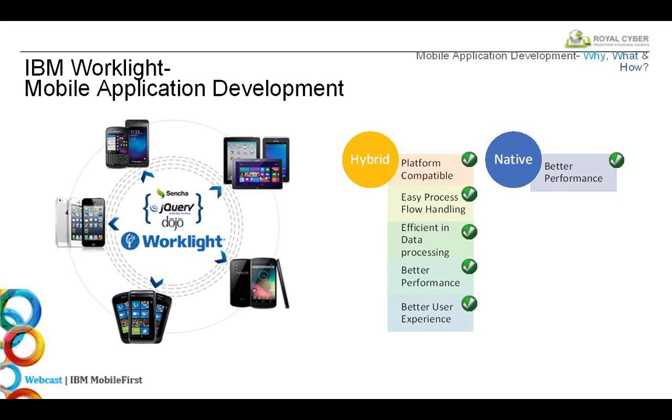Additionally, it helps clients dramatically reduce mobile application time to market, cost, and complexities. Moreover, IBM Worklight comes with a variety of components to efficiently develop, test, connect, run, and manage mobile applications.